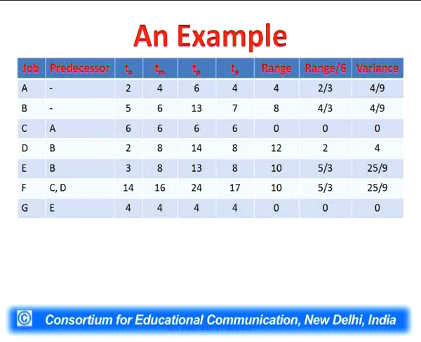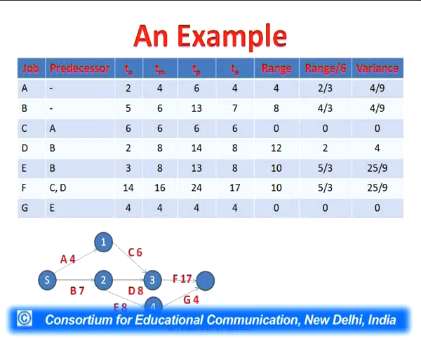So this is the way to proceed to get the probabilities of completing a project, and the same network is drawn here again, and the critical path is BDF. This is the way to calculate the probability of completing a project by a particular due date.